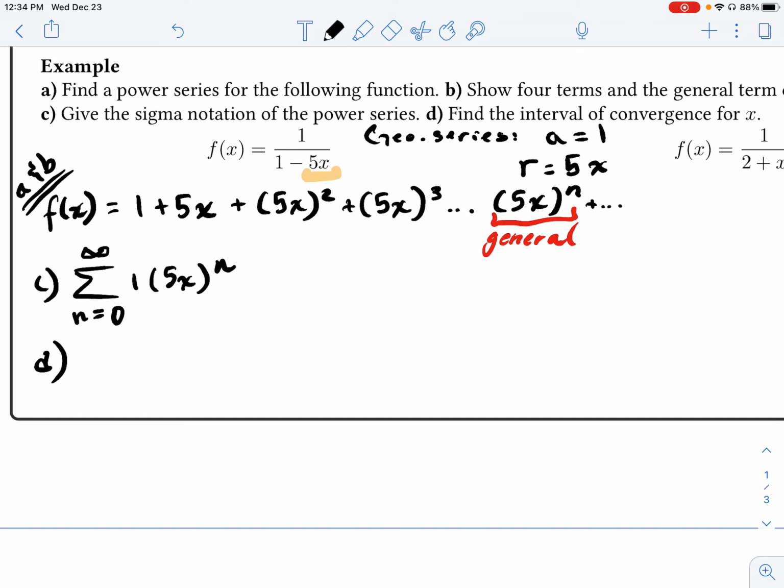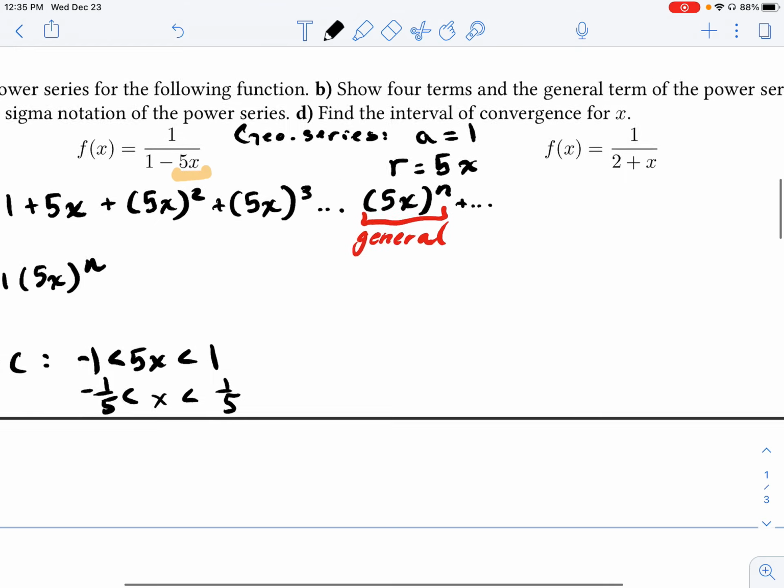Now finally, now that we've been able to express this function in terms of its power series, let's find its interval of convergence. The IOC, or interval of convergence, is when the absolute value of our common ratio, 5x, is less than 1, or when it's less than 1 and greater than negative 1. So we can say x is less than 1/5 but greater than negative 1/5. There's our interval of convergence. This power series will converge when x is between negative 1/5 and 1/5.